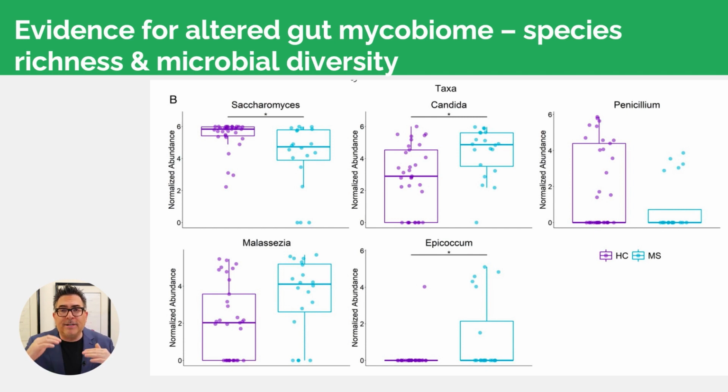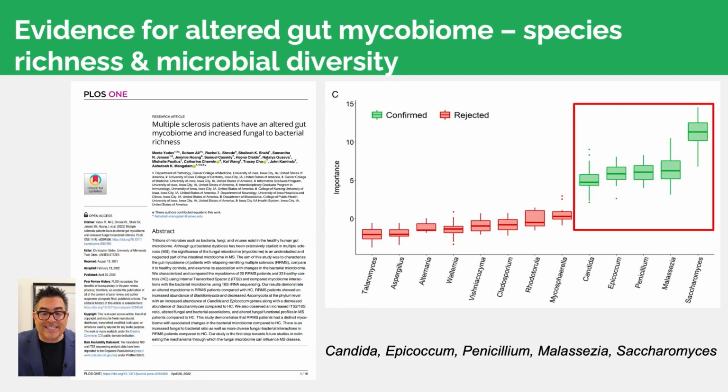You can see that there are various differences between the species diversity or the species richness. And there's a whole lot of statistical methods that scientists like myself use to characterize how diverse or how rich the species distribution is. And you can see that between normal and MS groups that there is a difference in certain types of microorganisms. When we drill into this a little bit further, the scientists were able to work out certain key fungi that must be looked at, and they were able to reject a whole lot of different classes or taxonomies of fungi that are not that important, and they were able to include fungi like Candida, Epicoccum, Penicillium, Malassezia, and Saccharomyces.